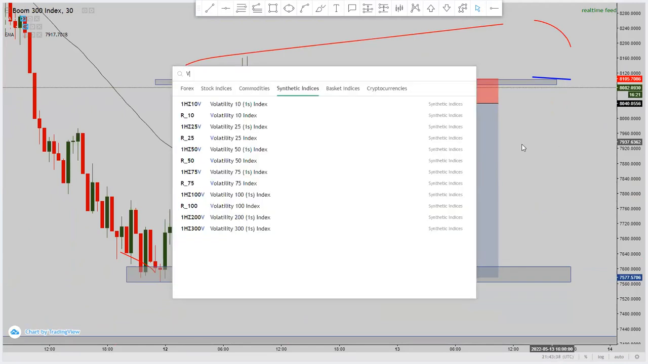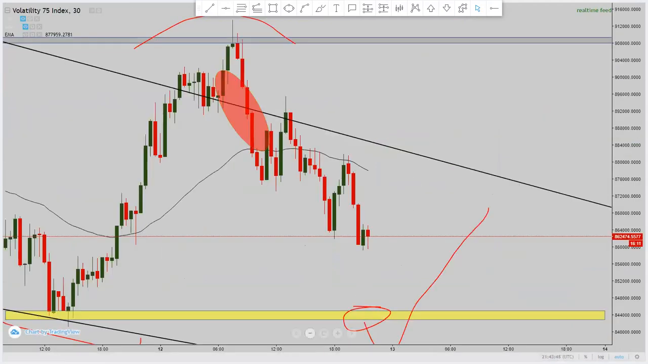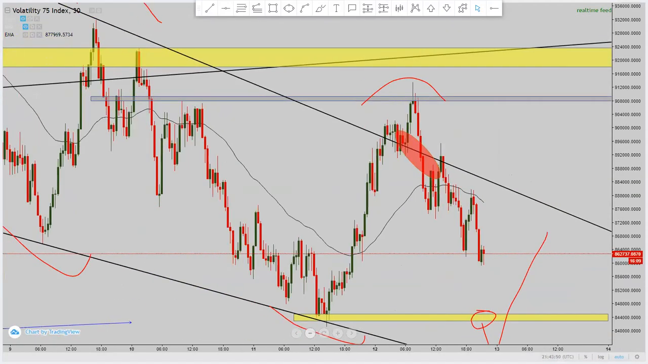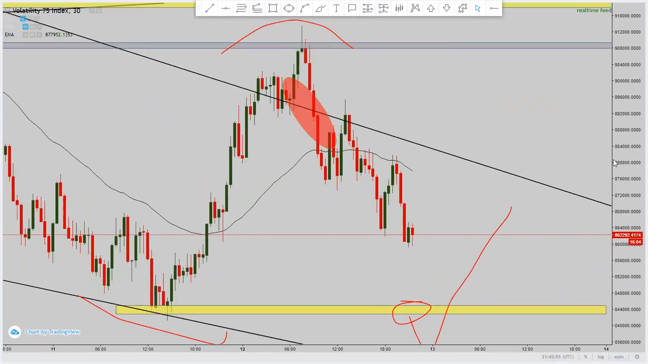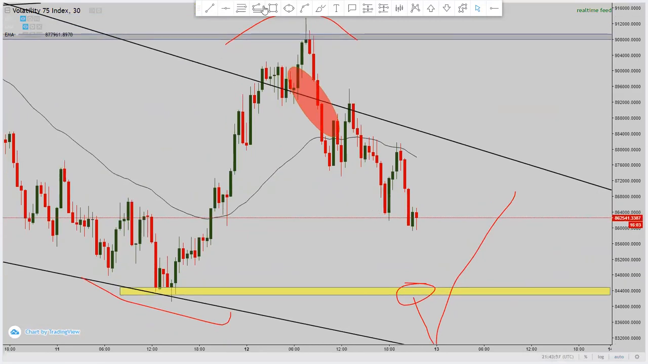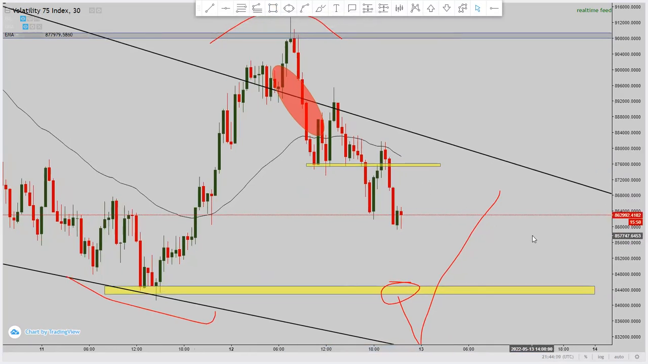So that is what we are seeing, guys, on our VIX 75, Boom 300, Boom 500, Boom 1000, and Crash 500. So that is it, guys. As you can see, this is our VIX. We spoke about it being in a major downtrend, and being in a major downtrend, we are looking more for selling opportunities than buying opportunities.